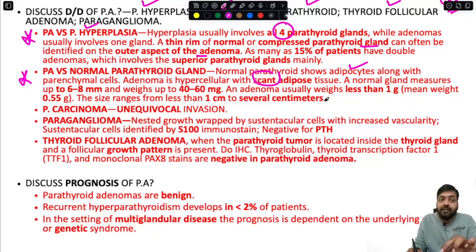A normal gland measures up to 6 to 8 millimeters and weighs up to 40 to 60 milligrams, whereas an adenoma usually weighs less than 1 gram. Mean weight is 0.55 gram, and the size ranges from less than 1 centimeter to several centimeters.